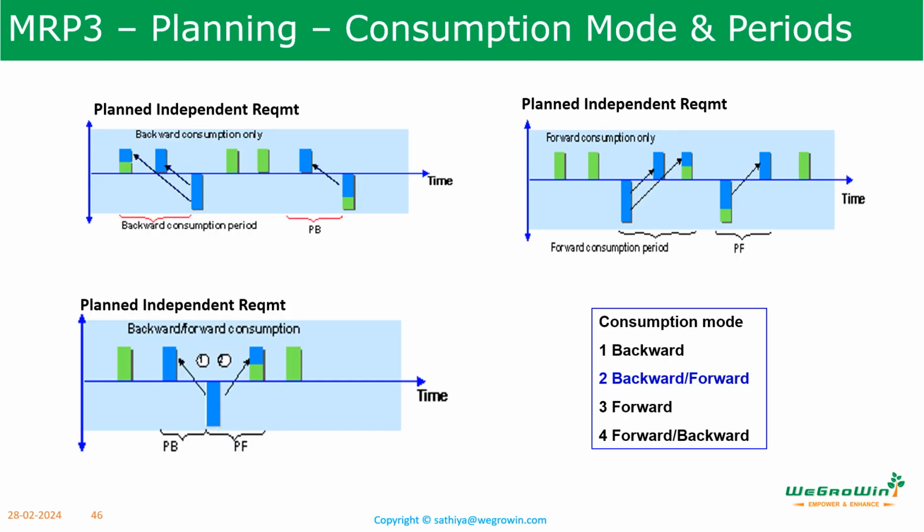To illustrate how this backward and forward is working, here we see an example. Here there is a planned independent requirement which is maintained, and there is a plan. There is an order booked here. When you enter the order there, it will go and consume the plan in this backward direction. We are getting the order, it is consuming in the backward direction. That is what the backward consumption is, consuming the plan in the past. Similarly, if we maintain the forward direction, then when we enter this order here, the system will consume the plan in the forward direction in the future. And if we maintain backward and forward, then the system will see how much plan is there in the past, it will consume.